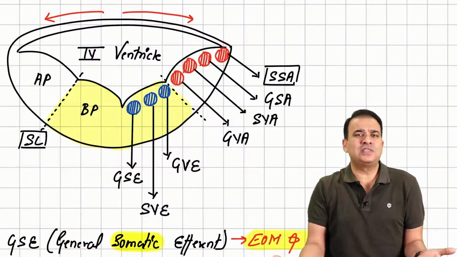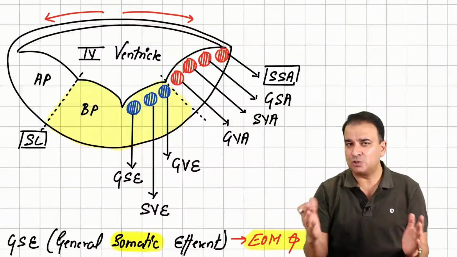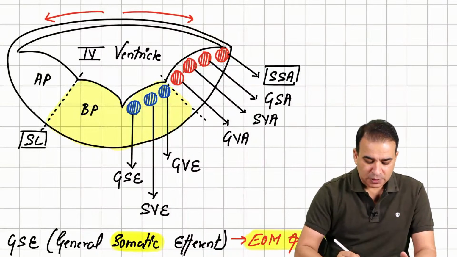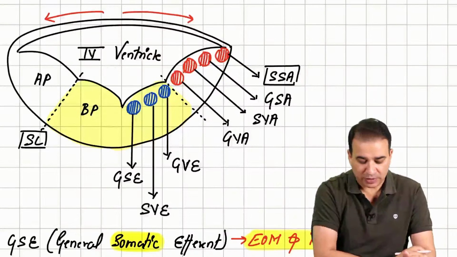Now, it's a choice of examiner. They can ask you from lateral to medial also, but the question given was from medial to lateral. So please be careful while you're reading questions like these. So from medial to lateral, when you go, we have all these nuclei present in the floor of the fourth ventricle.